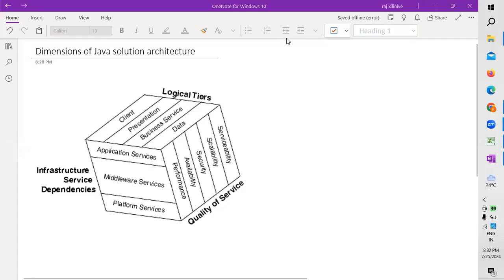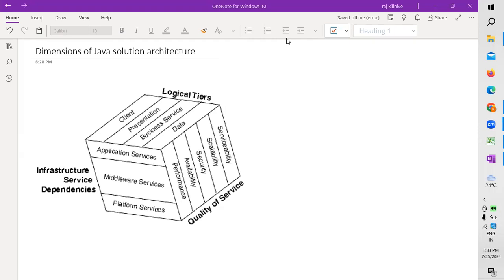Right. So, in the last session, we discussed the Java architecture context. What are we going to cover? What are the different skill sets we require to become a Java solution architect? All that stuff was in the last session.